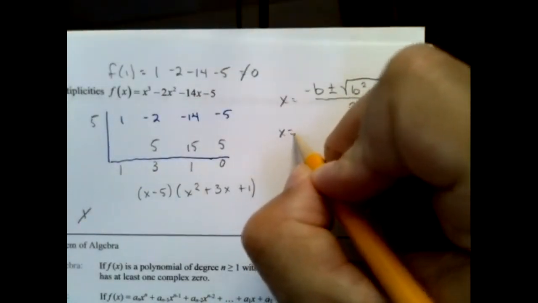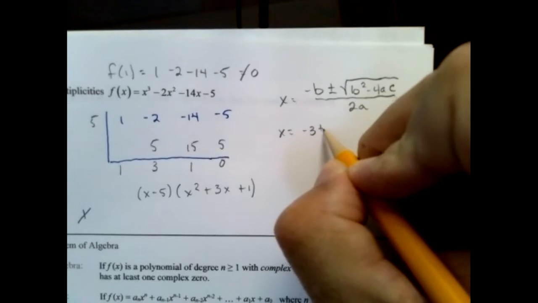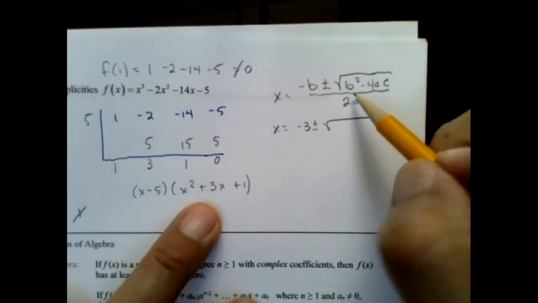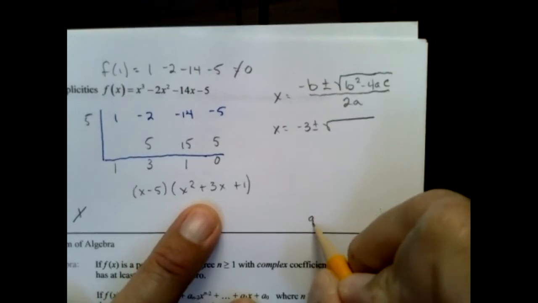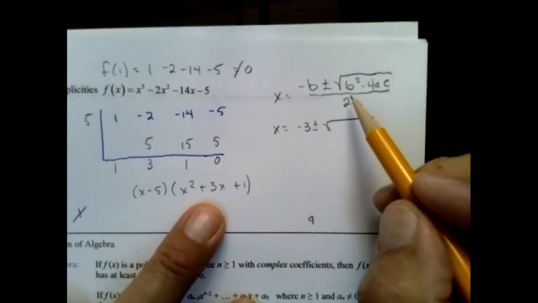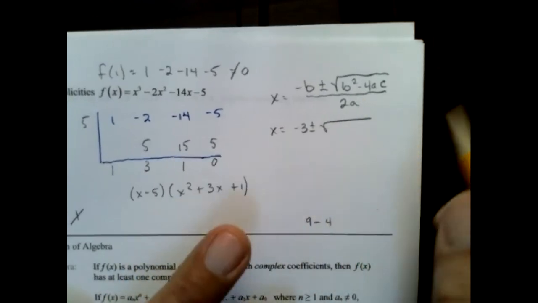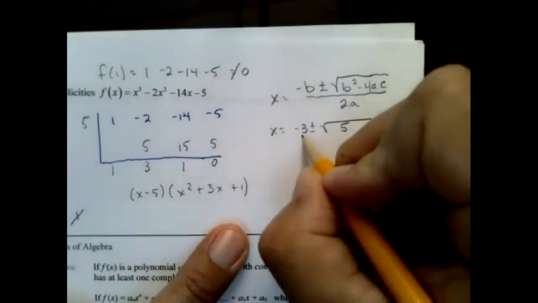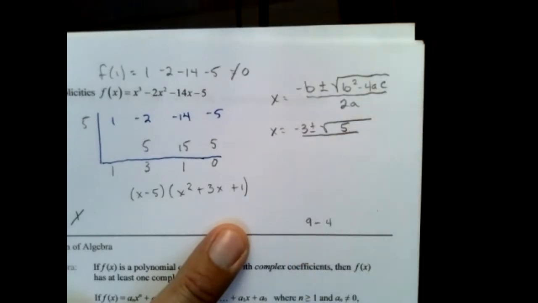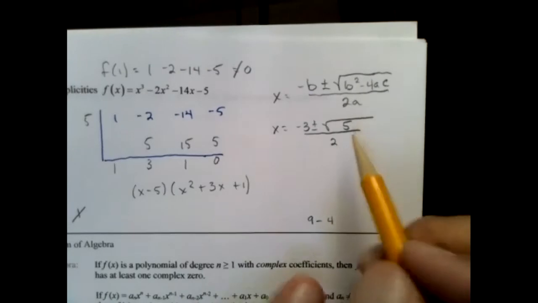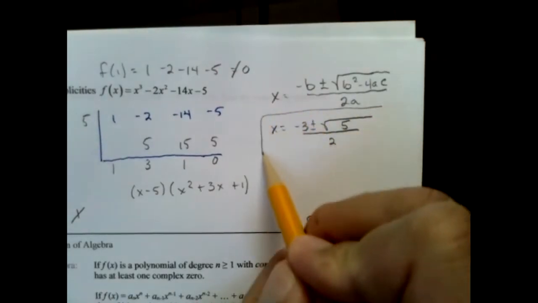X equals negative 3 plus or minus. I'm a math magician, so I'm going to say that b squared is 9, minus 4 times a times c, which is 4. That gives me 5. Square root of 5, all over 2. That's it. There's my other 2. Are they numbers?